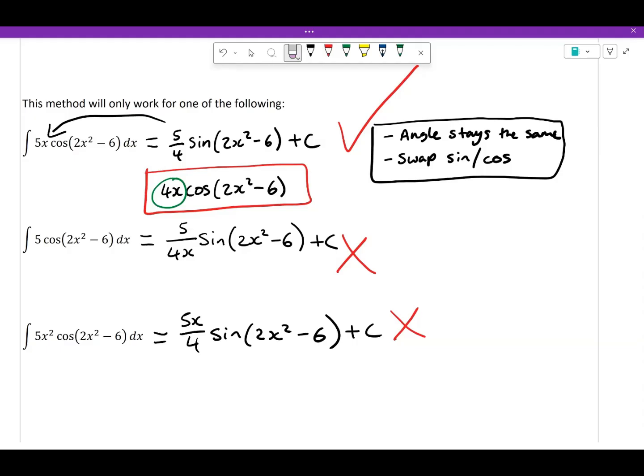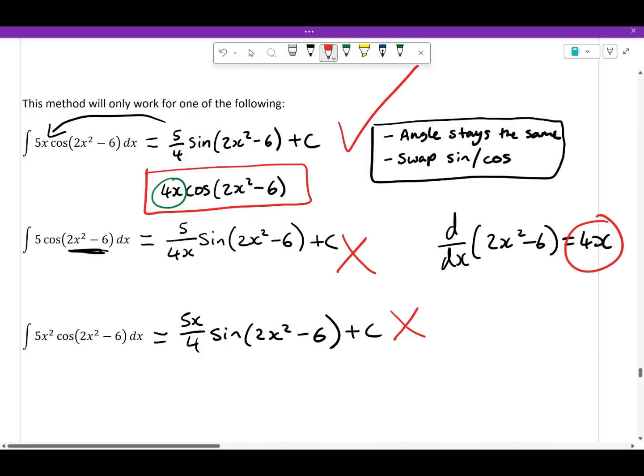Well, if we consider what we did during our steps, we had to differentiate the 2x squared take 6, which is common to all 3 questions during our steps. And when we differentiated that, we got 4x. And what we need to do is compare this 4x here to what is multiplying our trig functions. If there is a numerical multiple, then we can use the reverse chain rule. If there isn't a numerical multiple, then we cannot.